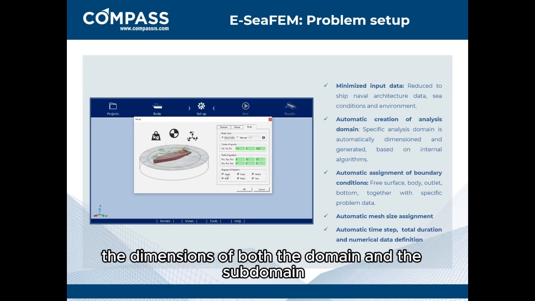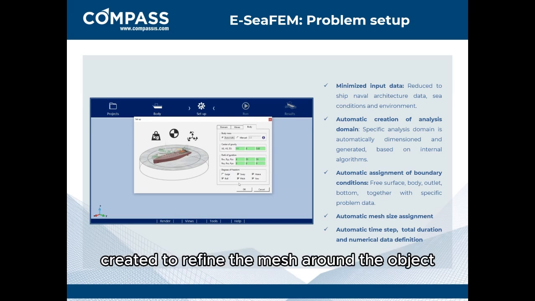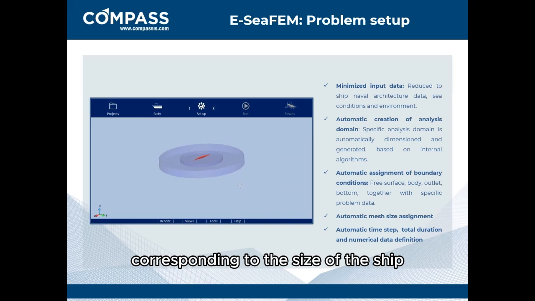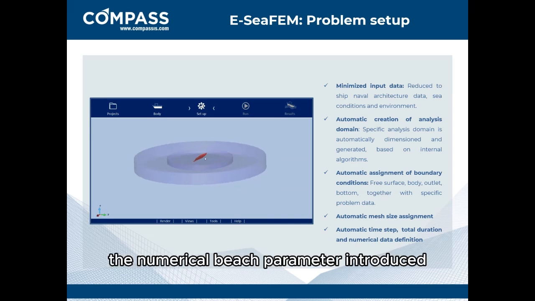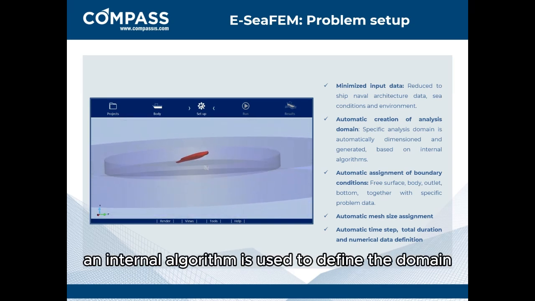The dimensions of both the domain and the subdomain created to refine the mesh around the object and its zone of influence are the optimal ones corresponding to the size of the ship, the numerical beach parameter introduced, and the maximum length of the waves. An internal algorithm is used to define the domain and subdomain.